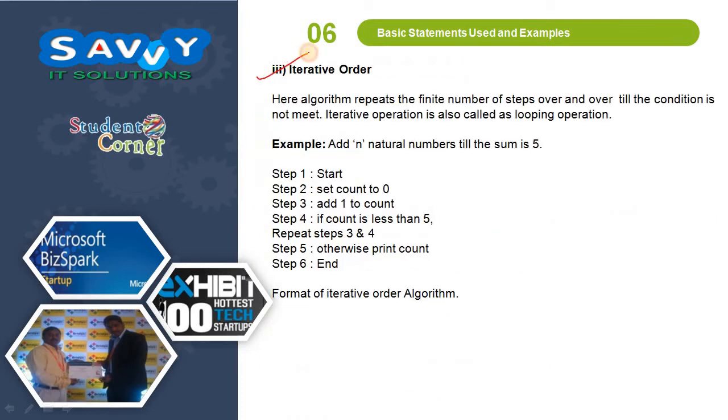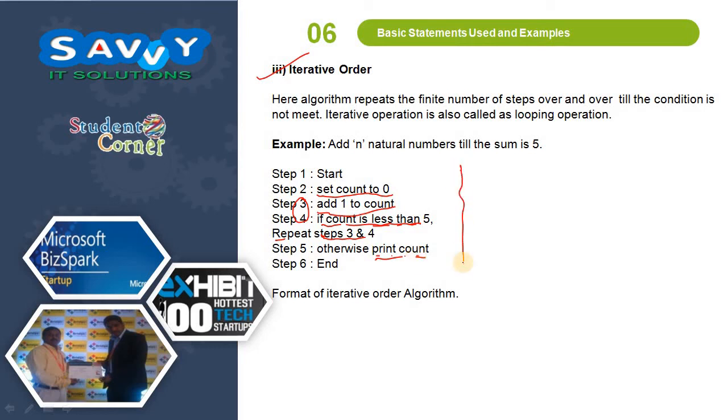So next, iterative means a group of statements run repeatedly. Here, the algorithm repeats a finite number of steps over and over until the condition is not met. So here, set count to 0, add 1 to count. If count is less than 5, repeat steps 3 and 4. So steps 3 and 4 continuously work until the number is less than 5. Otherwise, print count. So this is the way of iteration, one way of representation.